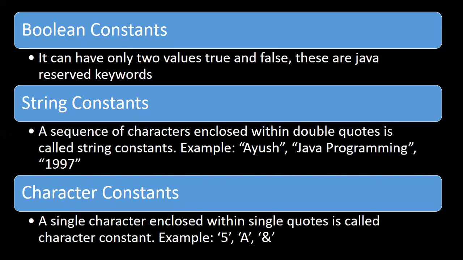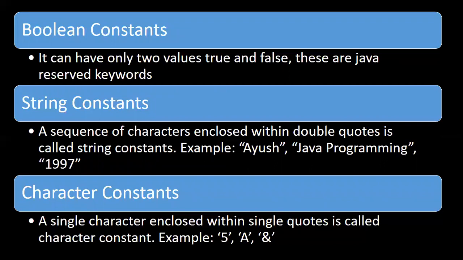Now we will see what Boolean constants are. Boolean constants are the values true and false. These are Java reserved keywords and we cannot use them for naming any identifier. Then string constants. String constants are constants which are encoded between double quotes.